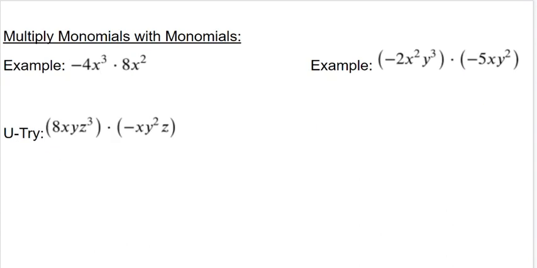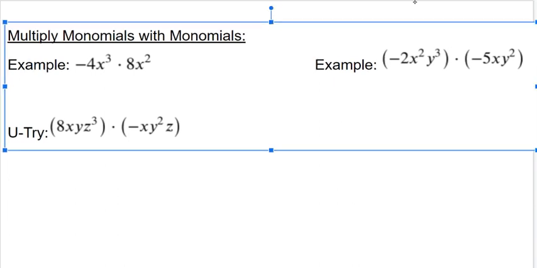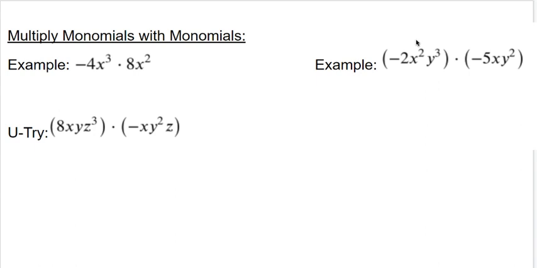We are now ready to multiply monomials with monomials. When multiplying monomials with monomials, we are going to multiply number part with number part and variable part with variable. Negative 4 times negative 8 is negative 32. X cubed times x to the second power will become x to the fifth power because during multiplication, if bases are same, we add the exponent.